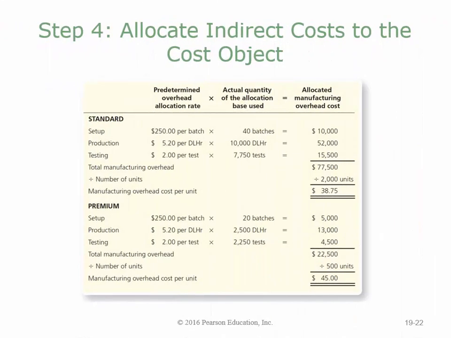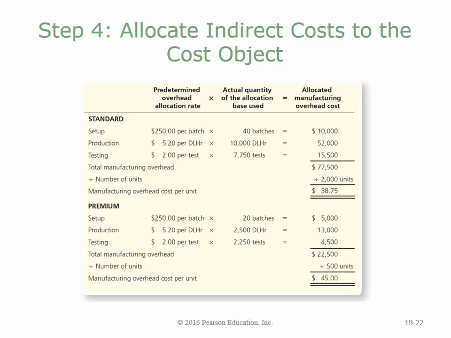Okay? Step 4, allocate. Well, that's easy, because if you have a rate and the actual quantity, you just multiply the rate times the quantity. So here in the standard product, they do setup: $250 per batch times 40 batches is $10,000. Production: $5.20 per direct labor hour times 10,000 direct labor hours. And then you can add it all up, and that's the amount of manufacturing overhead, $77,500, that they're going to apply to their standard product.